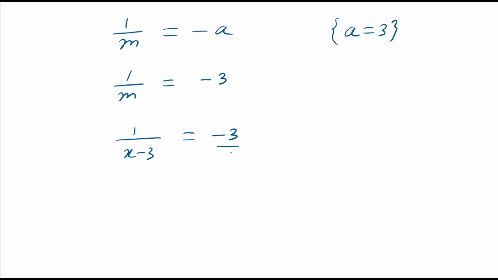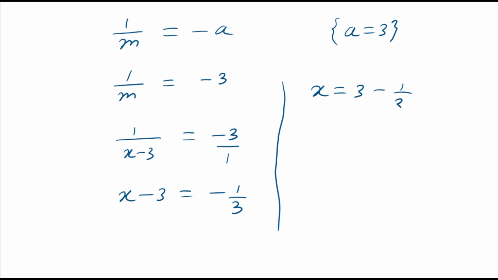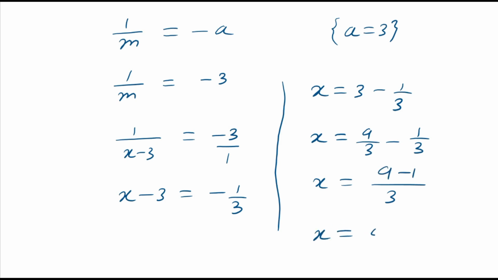Now if we take the reciprocal of both sides, then x - 3 = -1/3. Then the value of x is 3 - 1/3. So x = 9/3 - 1/3. The common denominator is 3, so in the numerator the difference is 9 - 1. Here the value of x equals 8/3. This is our final answer.